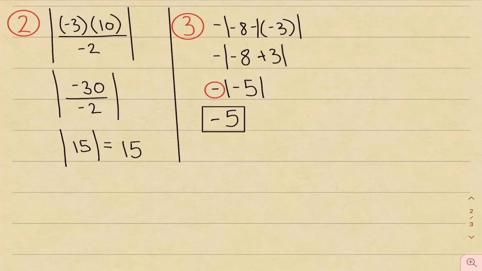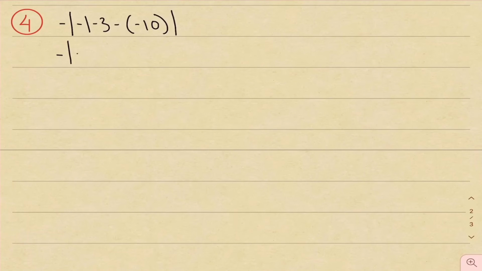Now let me do another problem. Problem 4. If I have negative absolute value of negative 1 minus 3 minus negative 10. Let's work inside of the absolute value. This negative sign, I'm just going to rewrite it. I have negative 1 minus 3. Now again, I have a 1 here that we don't see. Now I have negative 1 times negative 10. What is that? Negative 1 times negative 10 is positive 10.